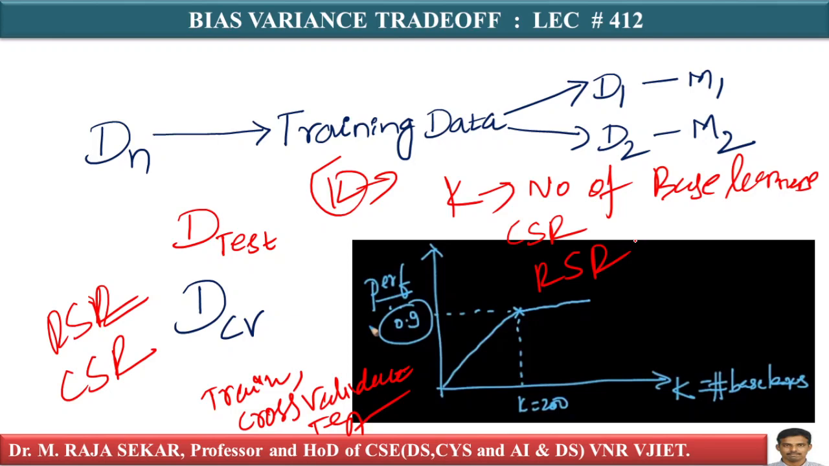As far as the bias-variance trade-off is concerned, we typically play with K, the number of base learners. We typically use decision trees that are fully grown. That is very important because they tend to have low bias and high variance.